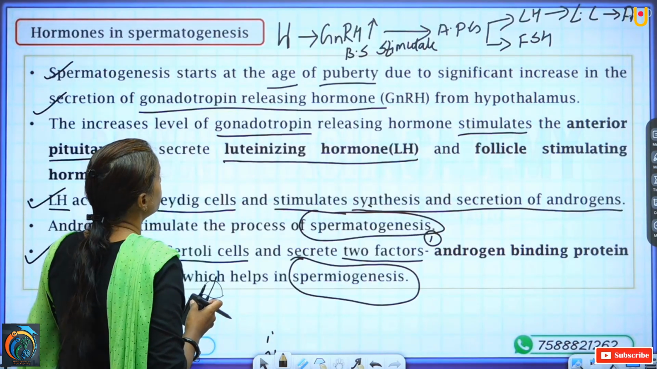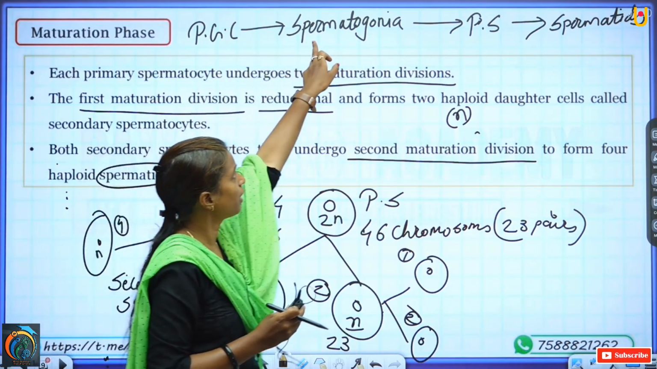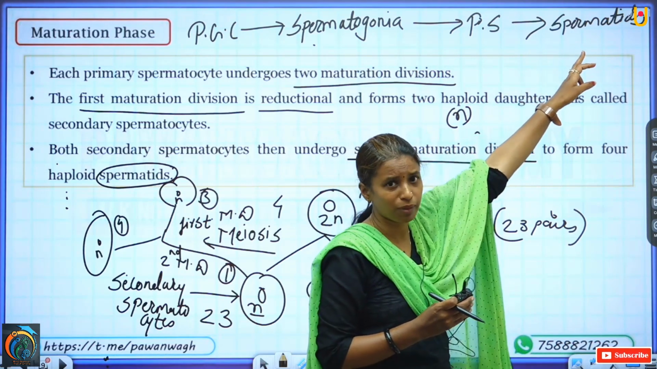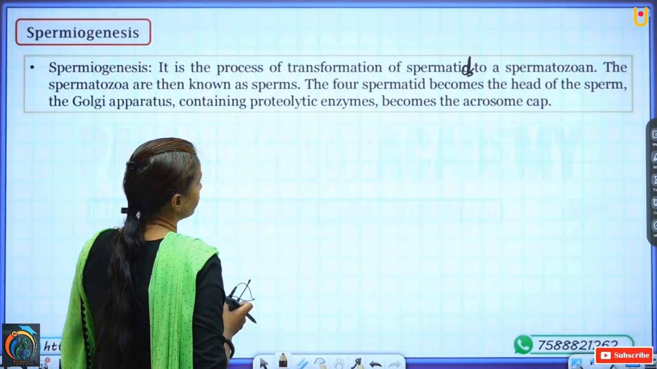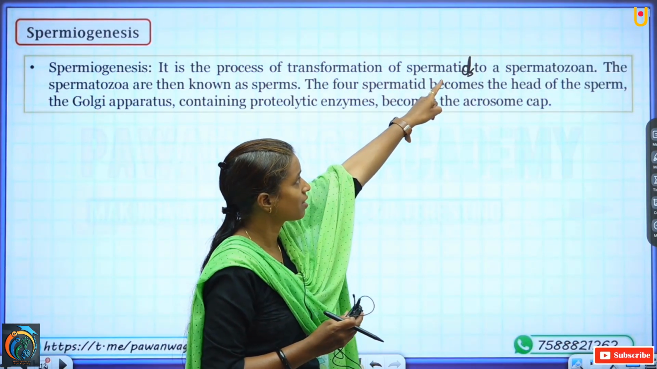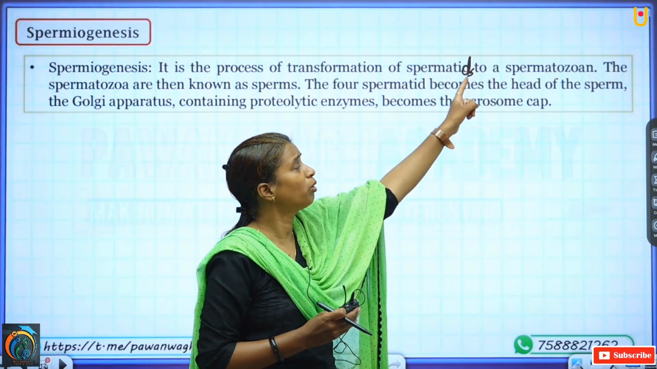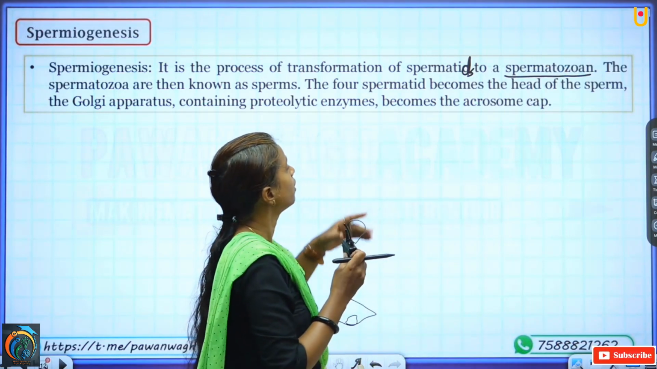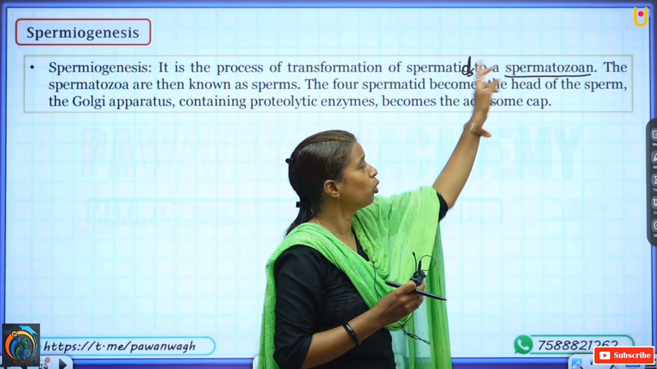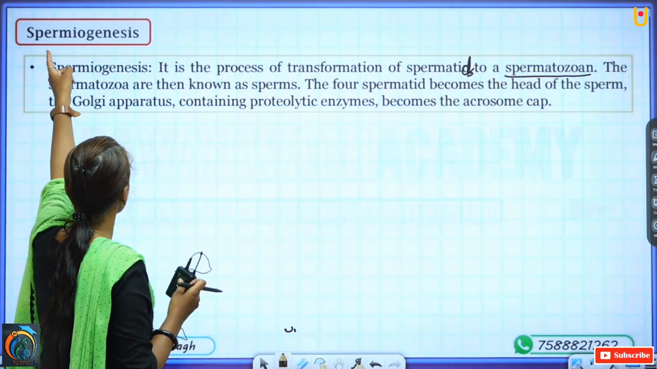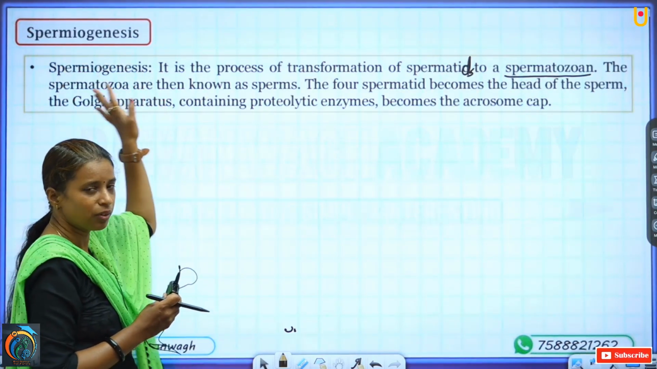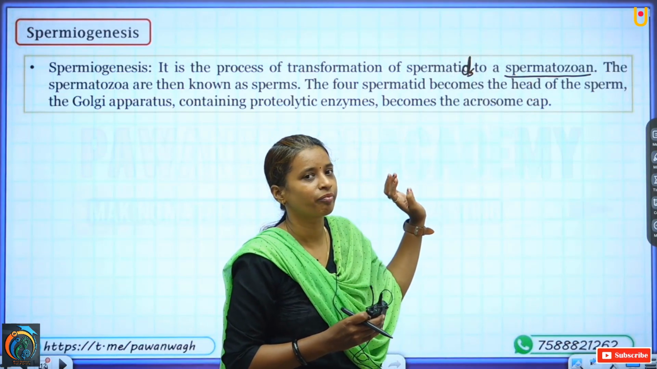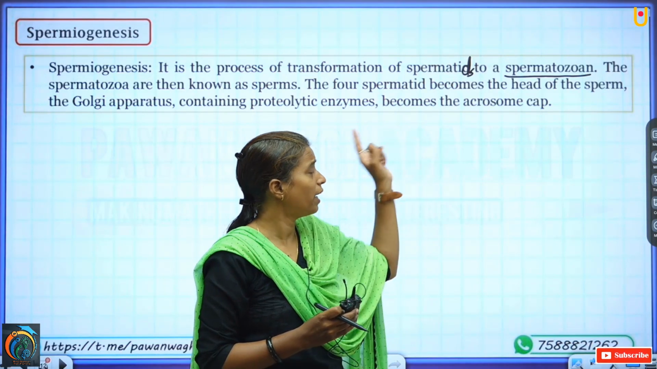In the last slide, I told you primordial germ cells get converted into spermatogonia, after that primary spermatocytes, and after that spermatids. After formation of spermatids, they have to transform into spermatozoa. But for spermatids to become spermatozoa, they have to undergo the process of spermiogenesis. With the help of spermiogenesis, they are converting from spermatids to spermatozoa. Up to the stage of spermatids, they are not able to travel.